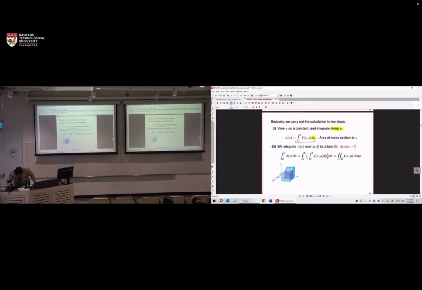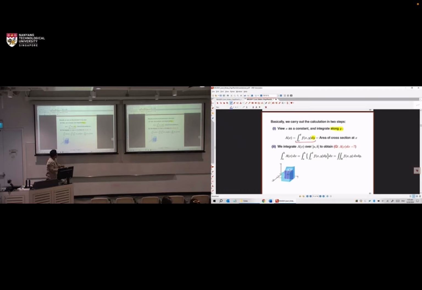There will be many of these. As you move along, you integrate along y from c to d. Many heights come up automatically, and together you look at it, it's a cross-sectional area.